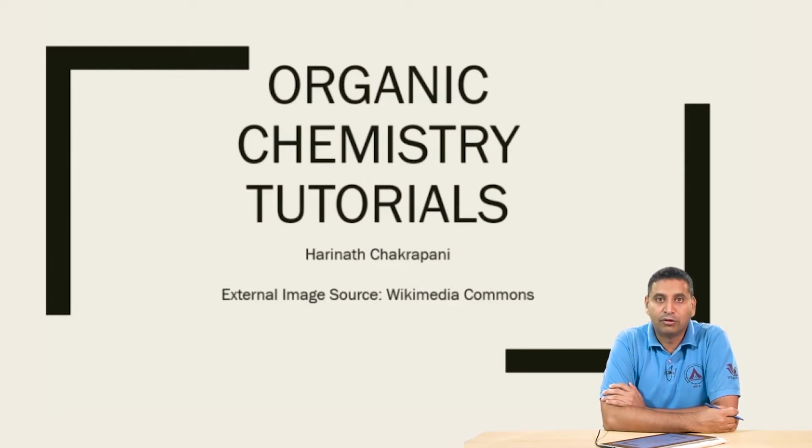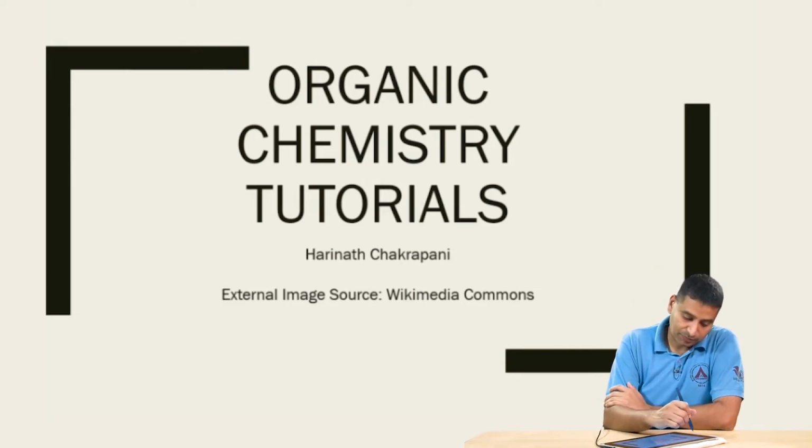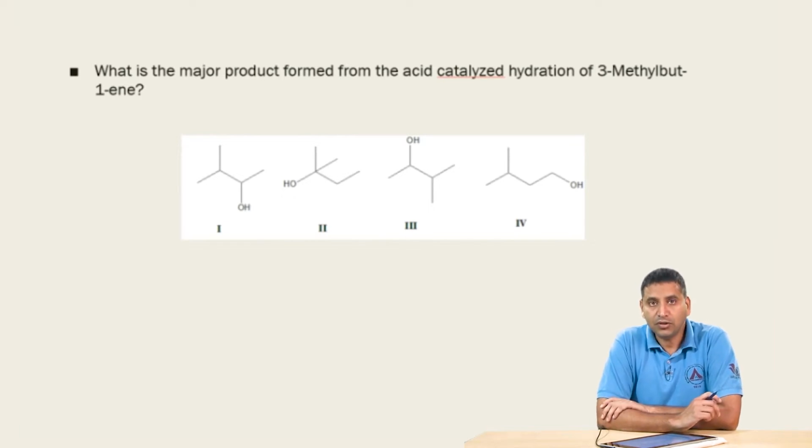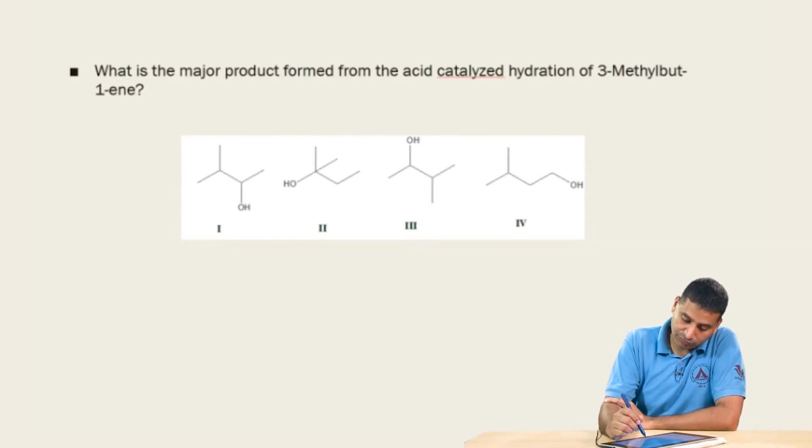What we'll do today is go over some of the problems related to the organic chemistry classes that were taught this week. The first question we will look at is: what is the major product formed from the acid catalyzed hydration of 3-methylbut-1-ene? Okay, so let us look at the name of the structure of this compound.